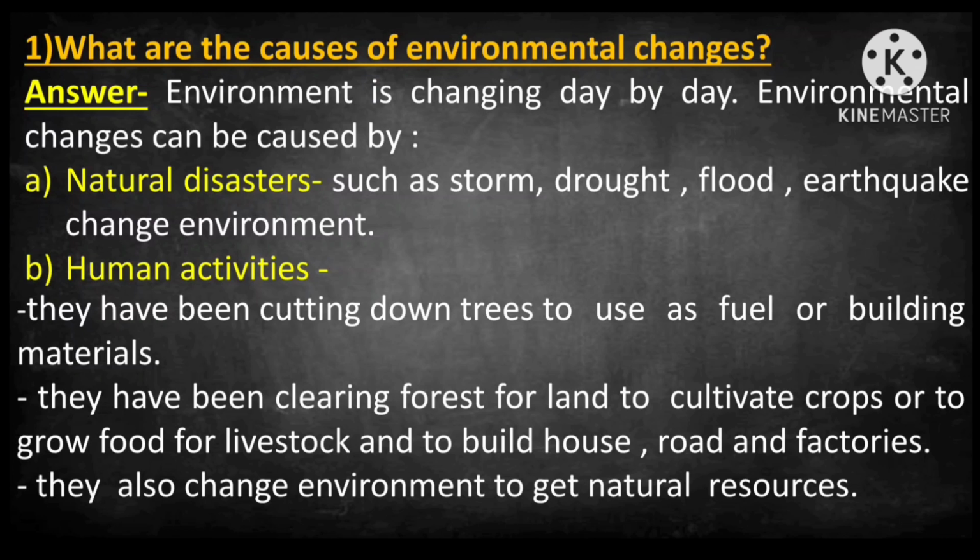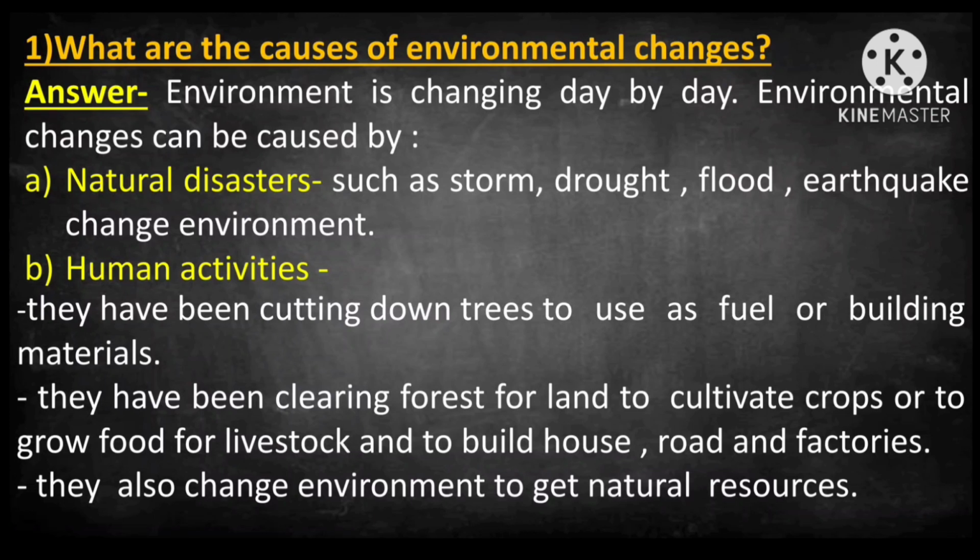We also clear the forest because we need land. What are the purposes we use the land for? We use land for cultivating crops, or we also use the land because we want to build houses, we want to build roads, factories. That's why we clear the forest. We need the land. And if we cut down the trees, it will cause great loss and damage to our environment.